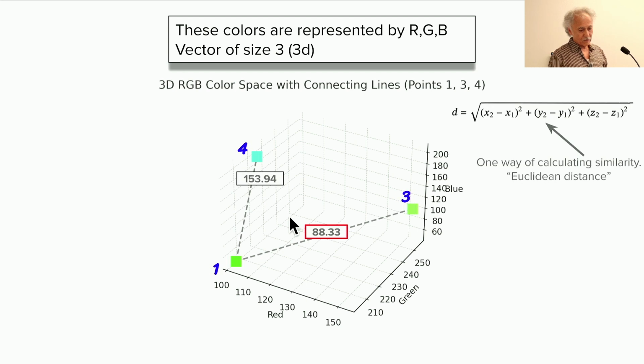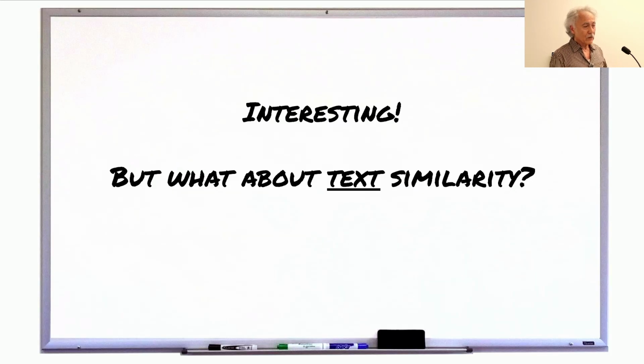And again, here's that calculation, in this Euclidean geometry. It's the square root of the sum of the squared differences of the coordinates. And it turns out that 3 is closer to 1 because 88.33 is less than 153. So clearly 3 is closer. So 3 is more similar to 1. Everyone understand that we did 2 dimensions, we did 3 dimensions?